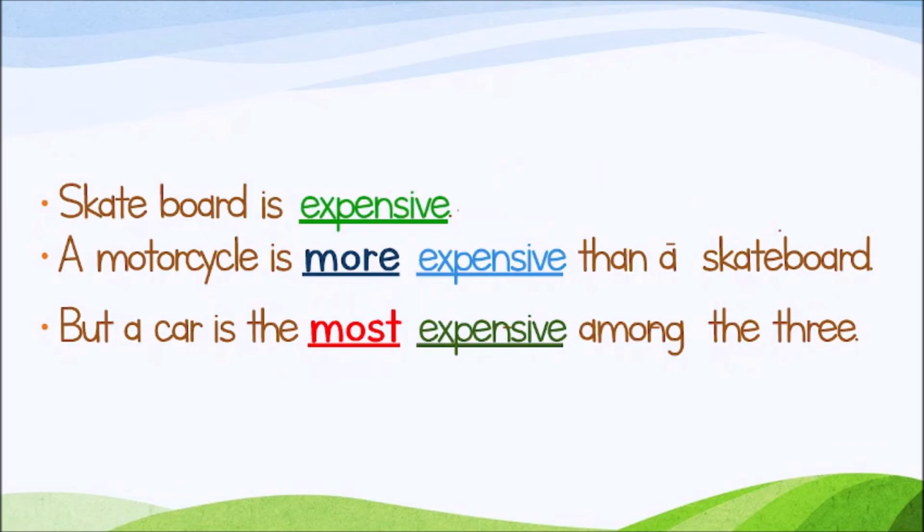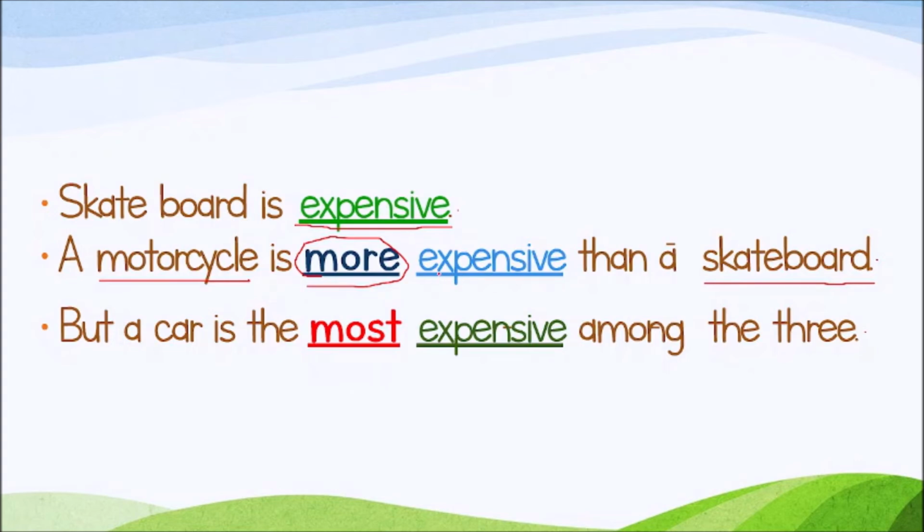In this example, we have the positive, comparative, and superlative of the adjective expensive. So the first example, skateboard is expensive. So we are simply describing the price of a skateboard. For the second example, we are already comparing a motorcycle and the skateboard's price. That is why we use the word more to indicate the comparative degree.